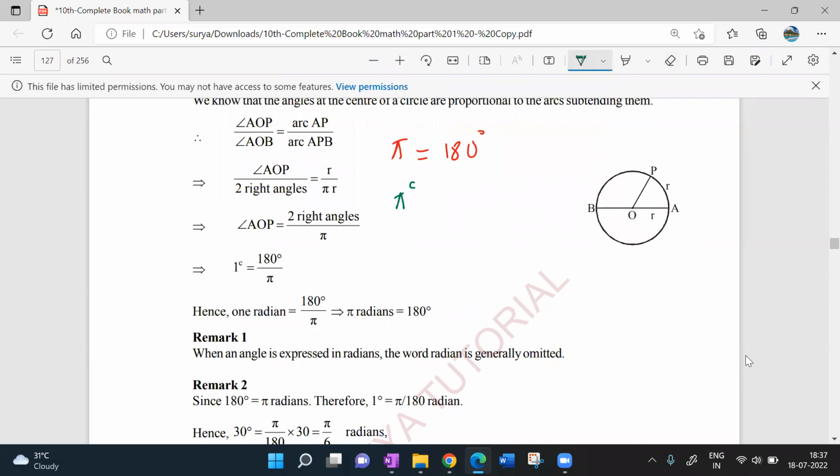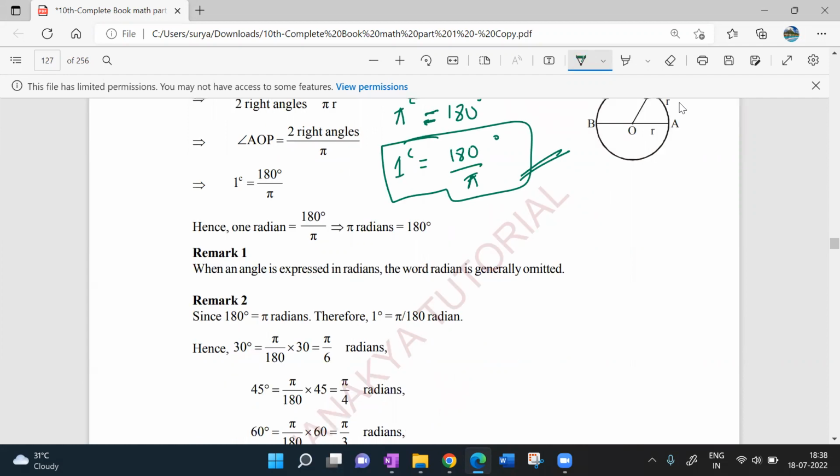So 1 pi radians is equal to how many degrees? 180 degrees. Now 1 radian is equal to what? 180 by pi degrees. Pi radians is equal to 180 degrees, so 1 radian is equal to 180 by pi. So whenever I ask you to convert radians into degrees, you multiply the given number with 180 by pi degrees.